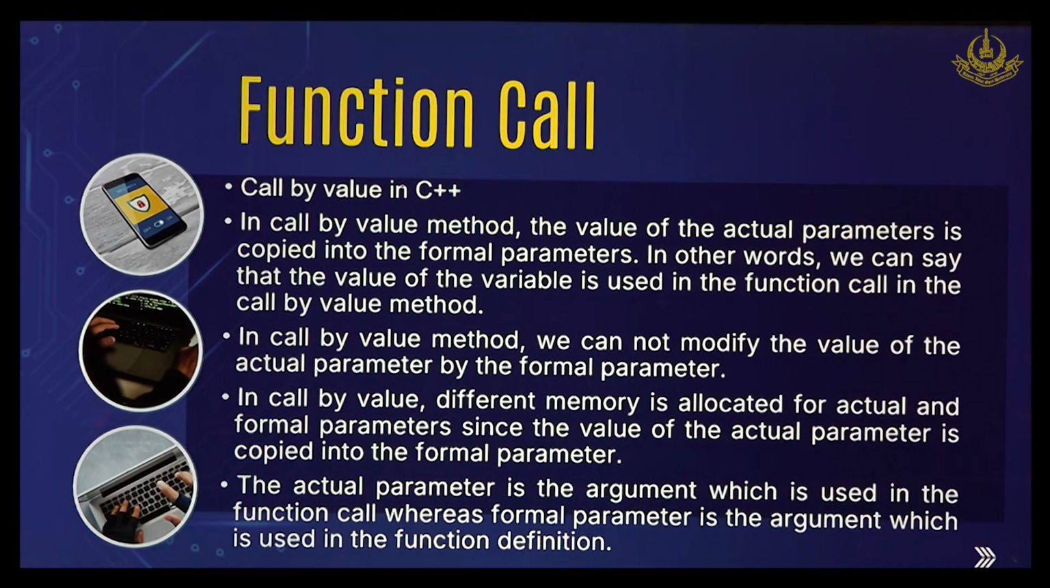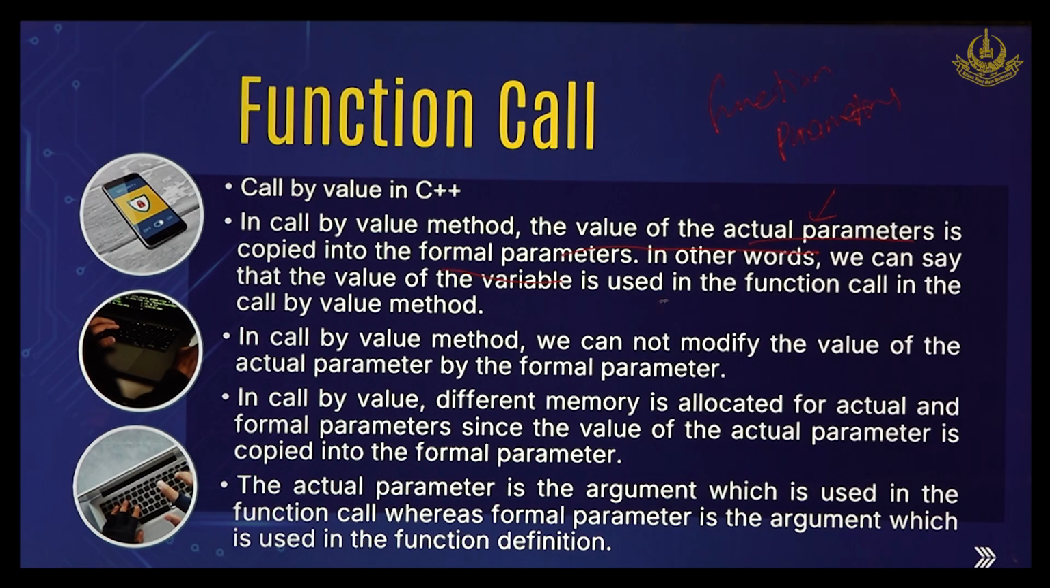So in the call by value method, the value of the actual parameter is passed to the formal parameters, as I have just explained. What are those formal parameters? The function parameters are called formal parameters. The parameters defined in the function signature are called function parameters.